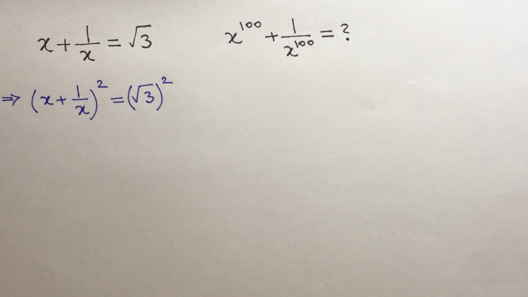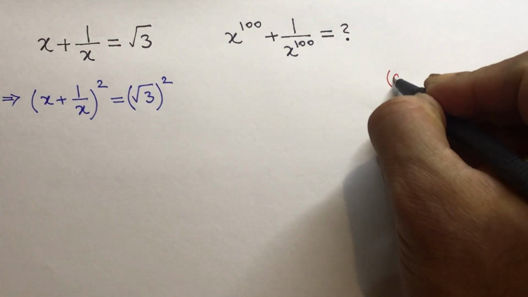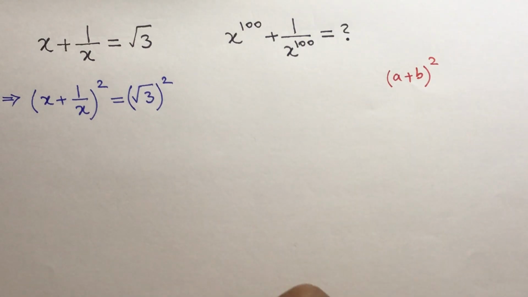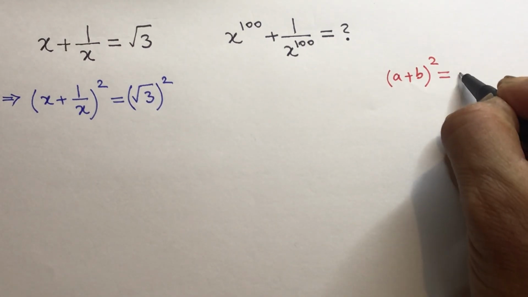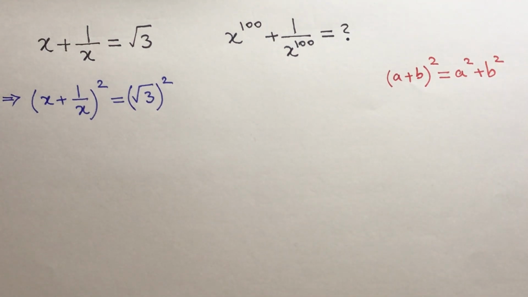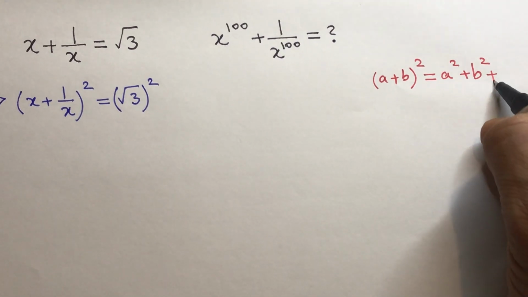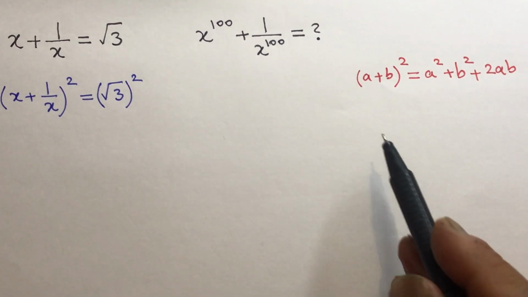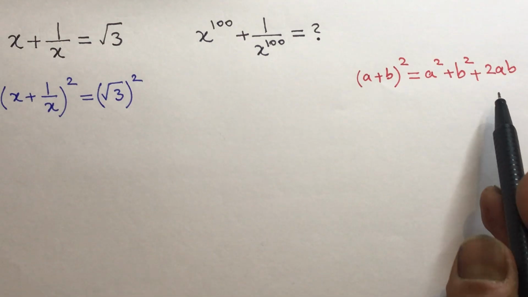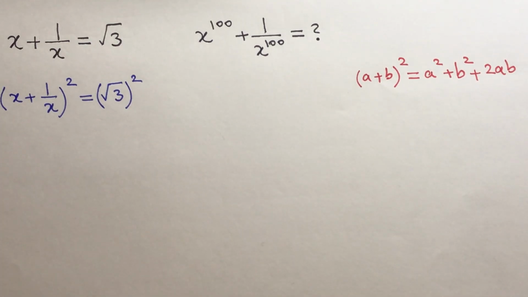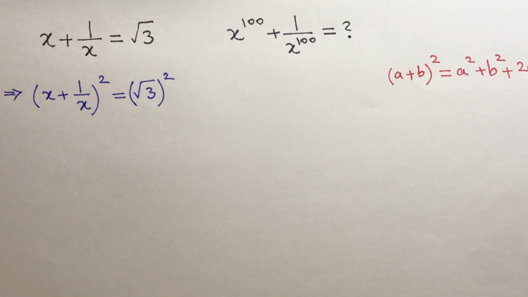For the left side, you know from the mathematical identities, if a plus b gets raised to 2, it will be equal to a squared plus b squared plus 2 times ab. I can use this identity for the left side of this expression.